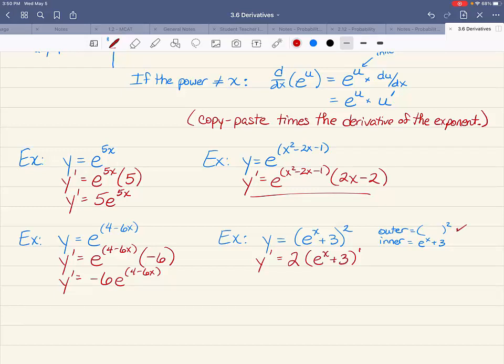So we've taken care of the outer function. Now we must take the derivative of the inner function. We do it term by term.